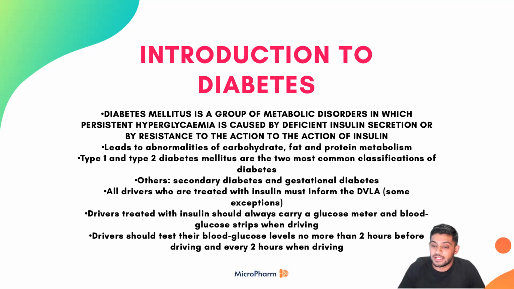The two most common classifications of diabetes are type 1 and type 2. Other types of diabetes are secondary diabetes. So what do I mean by secondary diabetes? Anytime you see the term secondary diabetes in medical terminology, it means it's happening as a result of something else. An example of that is acute pancreatitis can lead to secondary diabetes. Why do you think that occurs? What do you think is happening there?